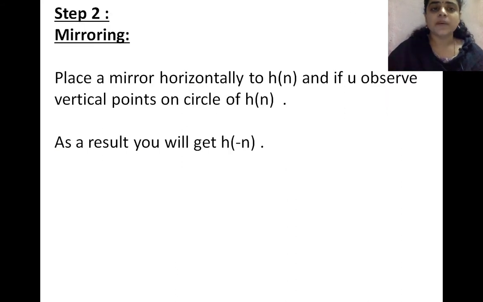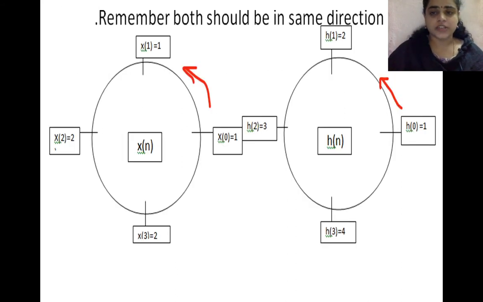So next, step 2 is mirroring. This is the representation, okay. So in this representation, for a system we are going to analyze the circular convolution. So x of n excitation won't be changed in any case. X of n is represented in this direction only, h of n is shifted circularly, okay. Then only we have to combine these two.